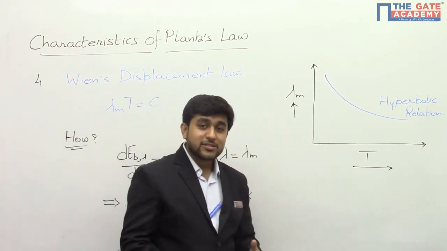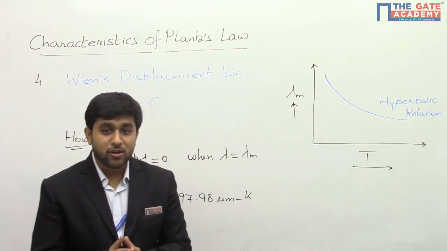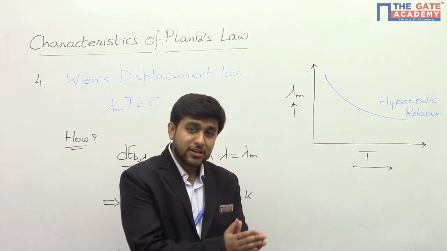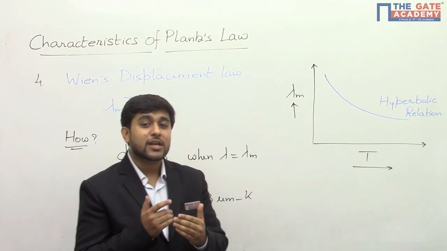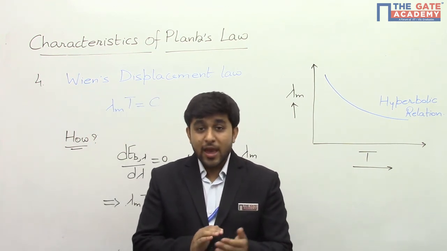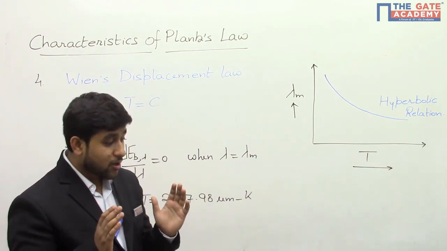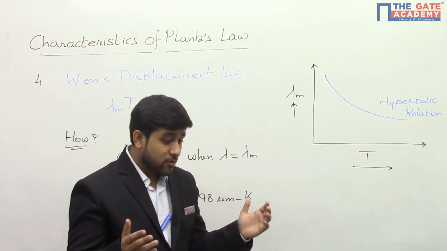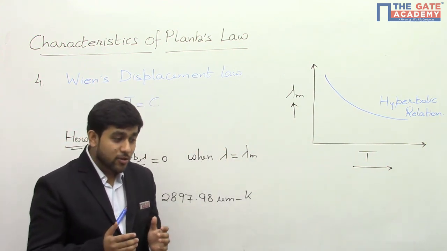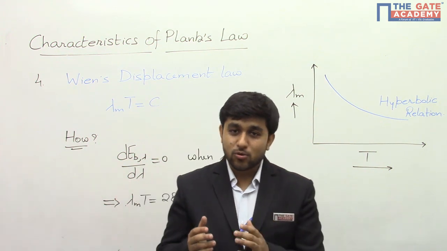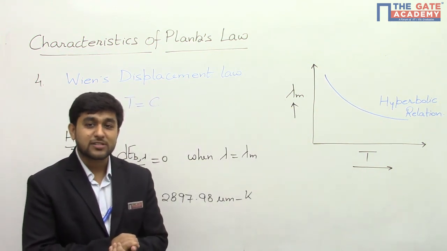So just to summarize, there are four main features of Planck's law. First of all, Eb,lambda is a continuous function of lambda. It initially increases, then it decreases. Secondly, if the temperature is increased, the curve will shift upwards, representing an increase in total emissive power, and towards left, representing a decrease in lambda m. And this is very easily observed from physical situations. Thirdly, lambda m into T is equal to a constant, that is, it is a hyperbolic relationship, and this feature is known as Wien's displacement law.